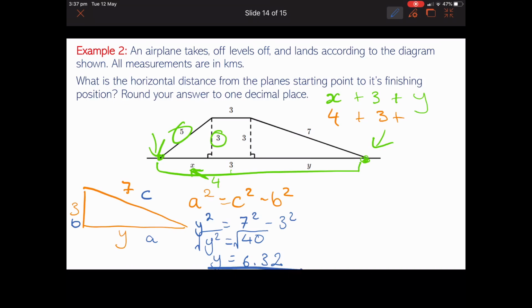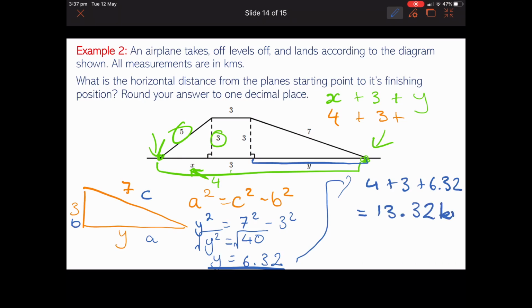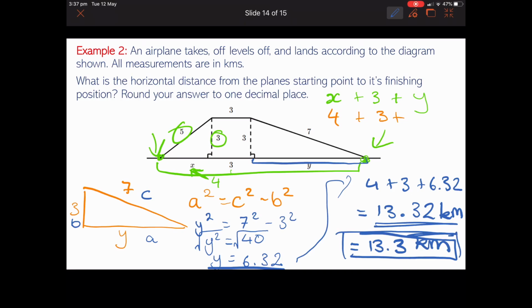And so now I know why that is not my answer, because that's just this portion here. I need to add it to the rest of them. So 4 plus 3 plus 6.32 is going to give me 13.32 kilometers. And we want the answer to one decimal place, so 13.3. So always go back and check your decimal places. It's a very easy way on a test to lose marks, so make sure you go back and check.